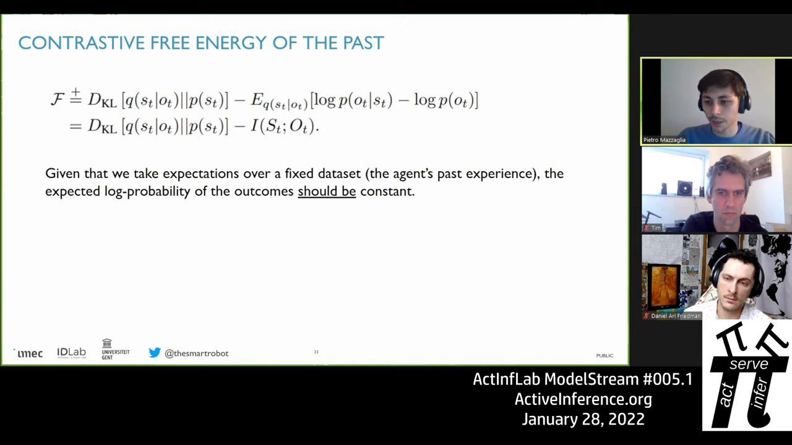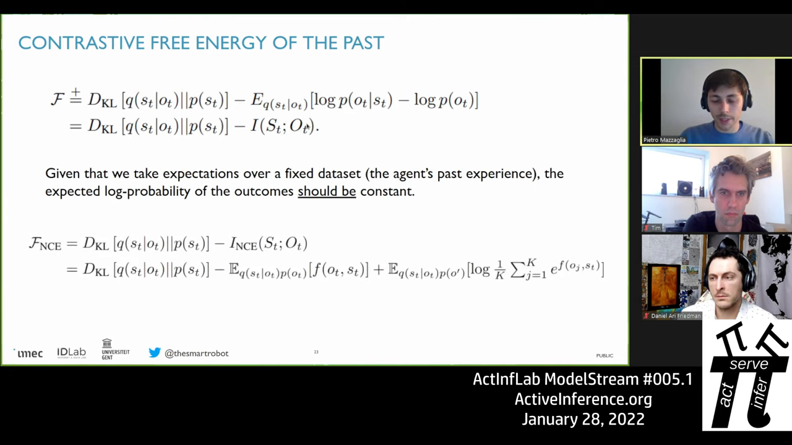So we assume that when we train on our data set, the distribution over the observations is fixed. So the entropy of this distribution will always be a constant because we cannot modify it, as opposed, for instance, to the states, which we instead learn. So the distribution of our outcomes cannot be modified, and so its entropy is a constant. If we add this term to the free energy functional, we can rewrite it as the KL divergence minus this information gain or mutual information term between the states and the observation.